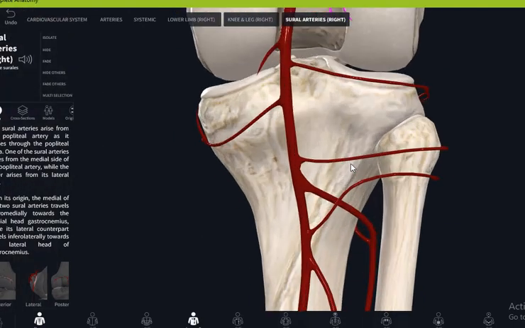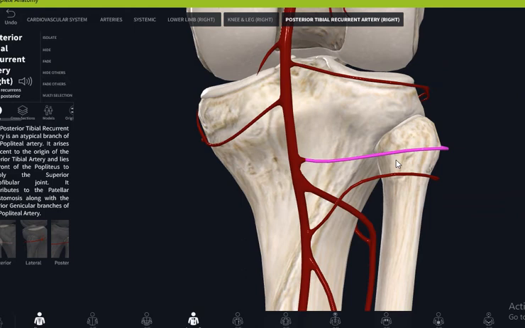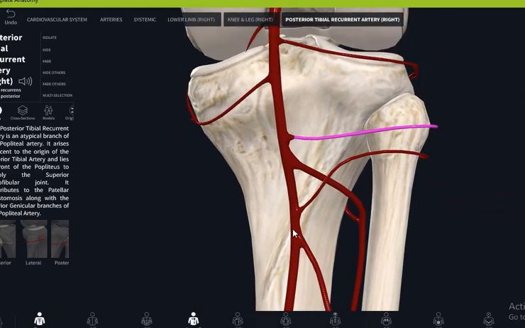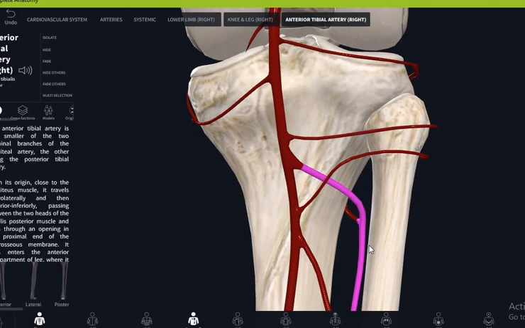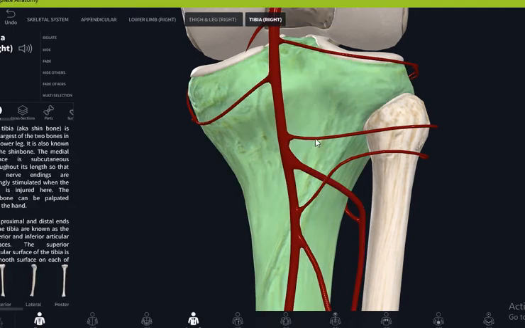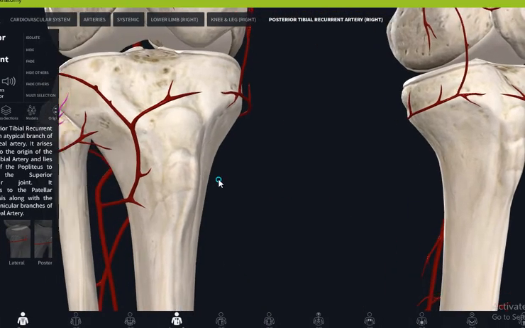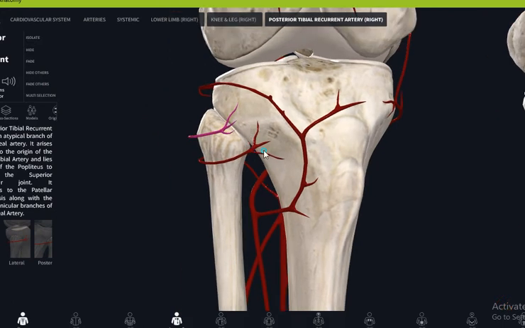Now at this point we also have another division here. This division is the posterior tibial recurrent artery. You need to know that this one is the anterior tibial artery, which is formed here. Now there's a posterior recurrent tibial artery, which is going to help the anterior tibial artery in its function anteriorly.